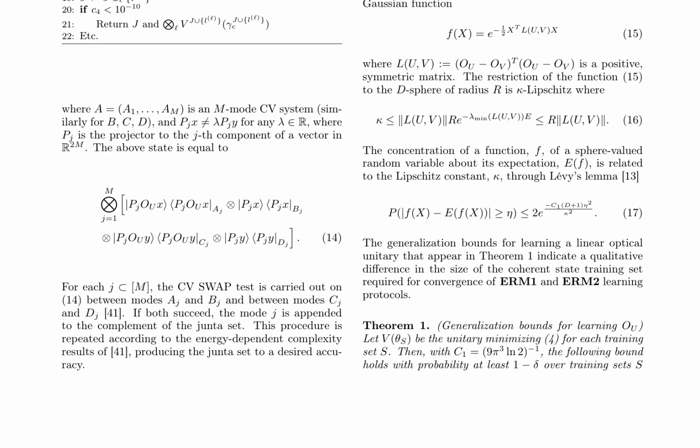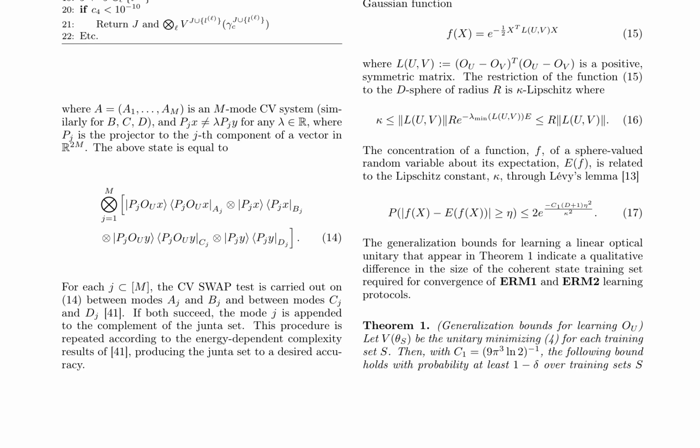A Gaussian function, f(x), is introduced, which is Lipschitz on the D-sphere of radius r, where L, U, V, is a positive, symmetric matrix. The concentration of this function about its expectation, E[f], is related to the Lipschitz constant through Levy's lemma. This leads to the generalization bounds for learning a linear optical unitary, as stated in Theorem 1.